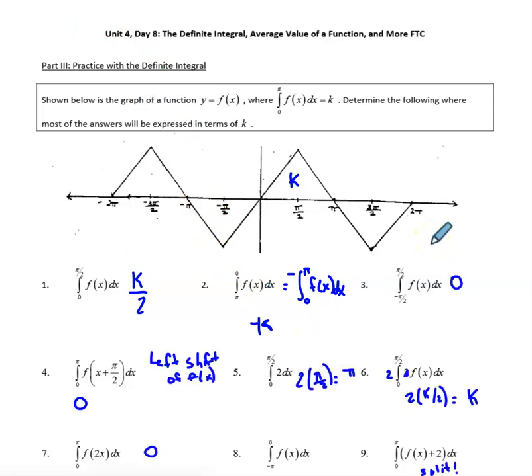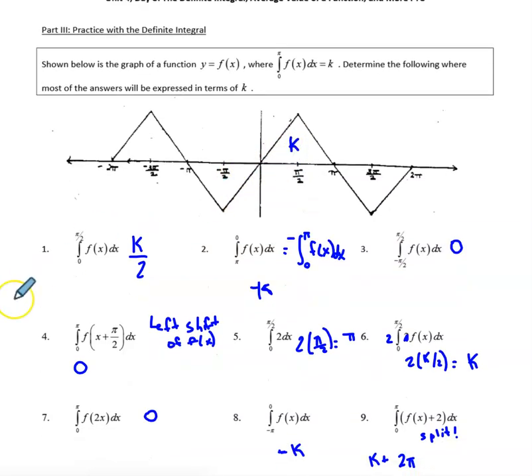All right, let's take a look at some answers. The integral from negative pi over 2 to pi over 2 will be 0 because you're looking from here, and this section is a negative k over 2, up to here, and this section is a positive k over 2. So these two areas net out because they are signed negative and then positive.